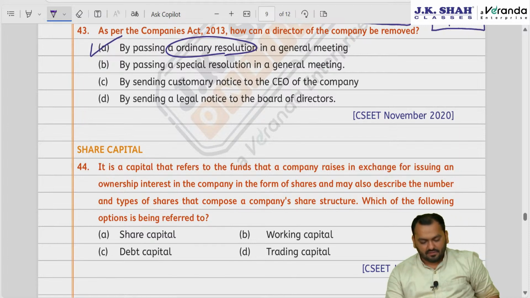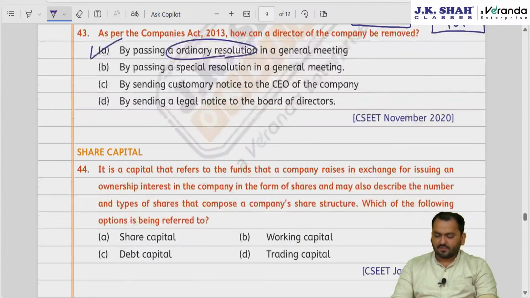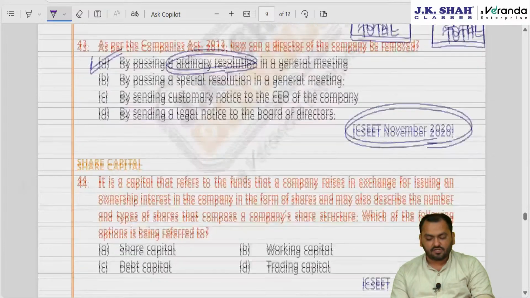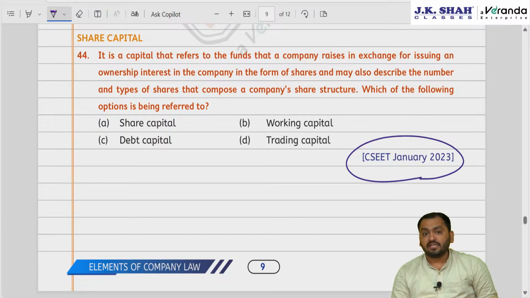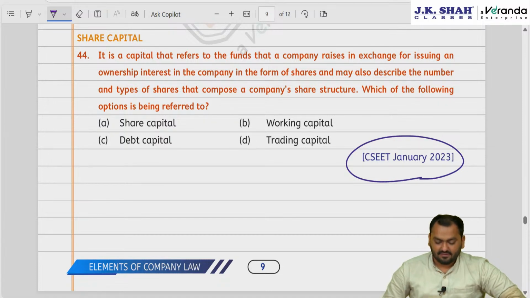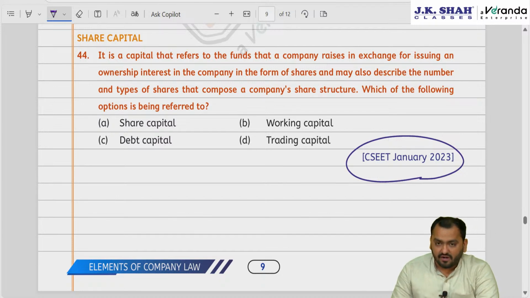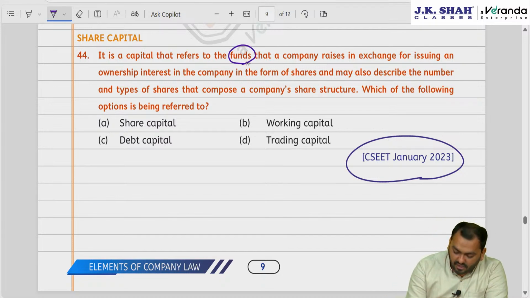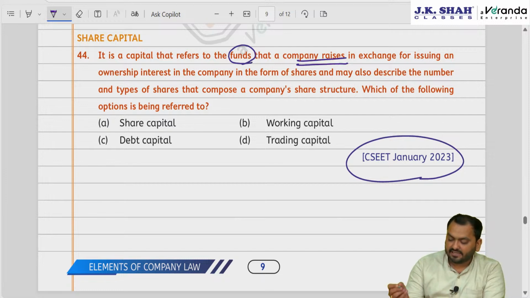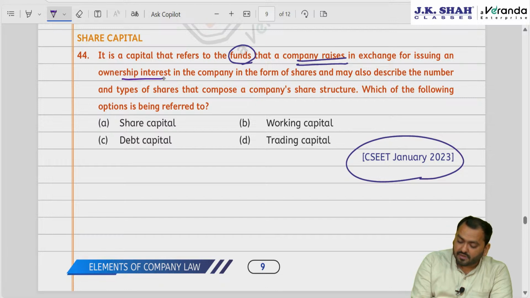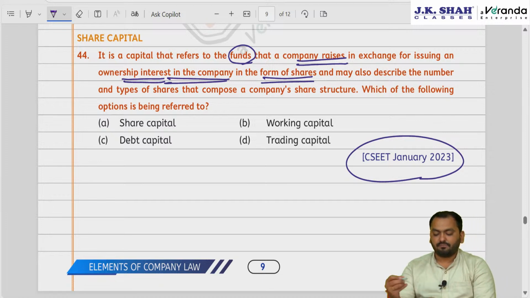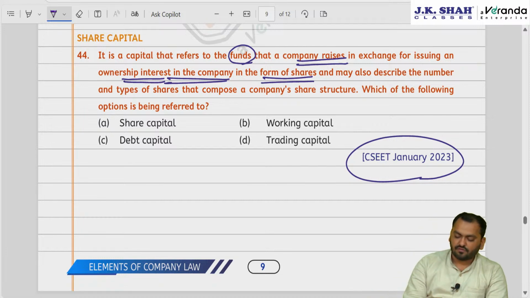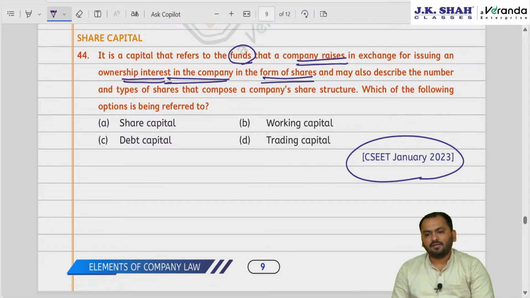Yes, come on. Next question. This question was asked in CSET November 2020. Now, a question from CSET January 2023 exam. It is the capital that refers to the funds that a company raises in exchange for issue of ownership interest in the company, in the form of shares, and may also describe the number and types of shares that compose a company's share structure. Which of the following options is being referred to?